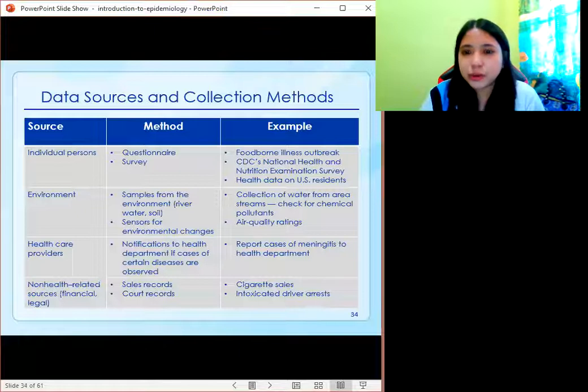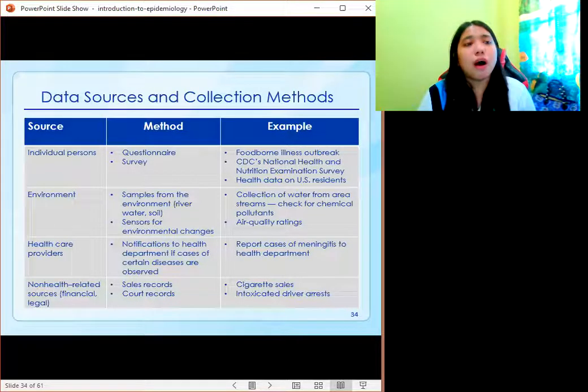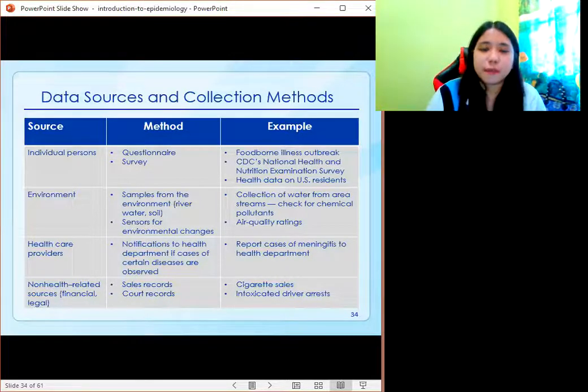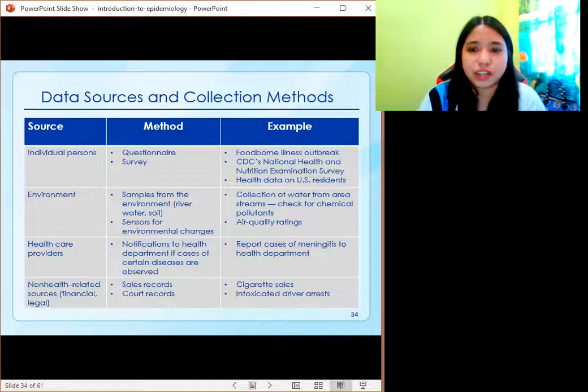Today we are going to turn to the sources epidemiologists use and the methods they use to collect data for a study. So how is the data from all of these sources collected? Here are some of the methods and examples for each of the main sources of data. Please note that this list is by no means exhaustive.